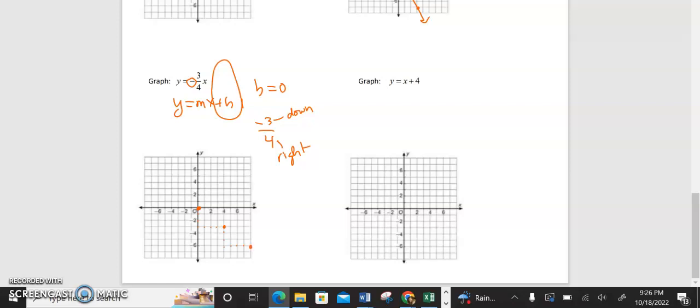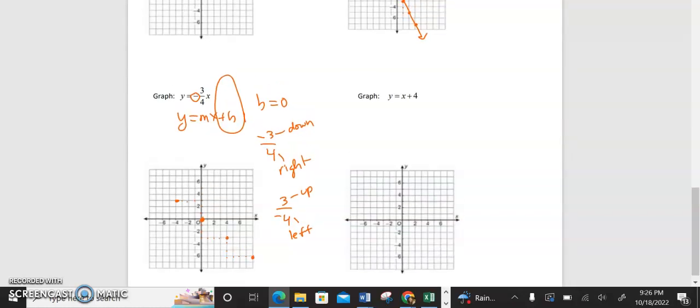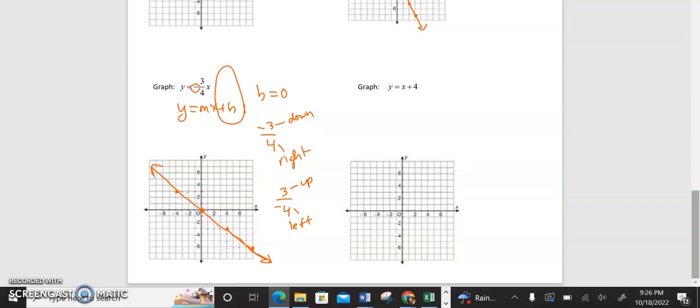But just to make sure you understand, if I would have put the negative in my denominator, I would still end up with the same ratio, and I would move up 3, but I would move to the left 4. So moving up 3 and to the left 4 still gets me a point on that line. Let's try this way. Again, that down diagonal, it's just really hard to do on the PDF.